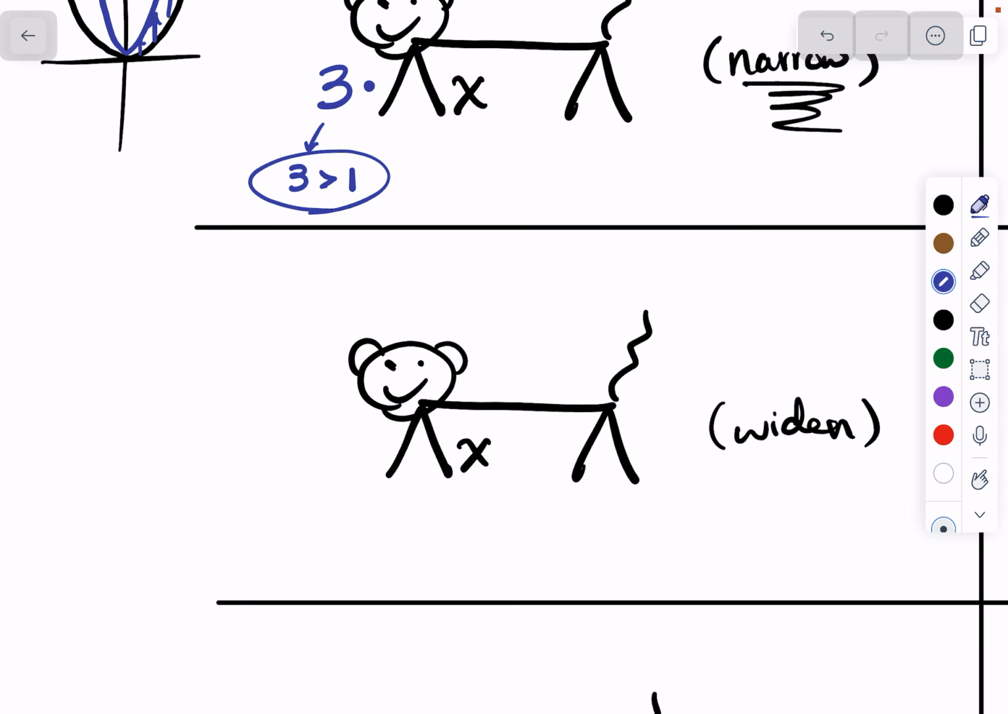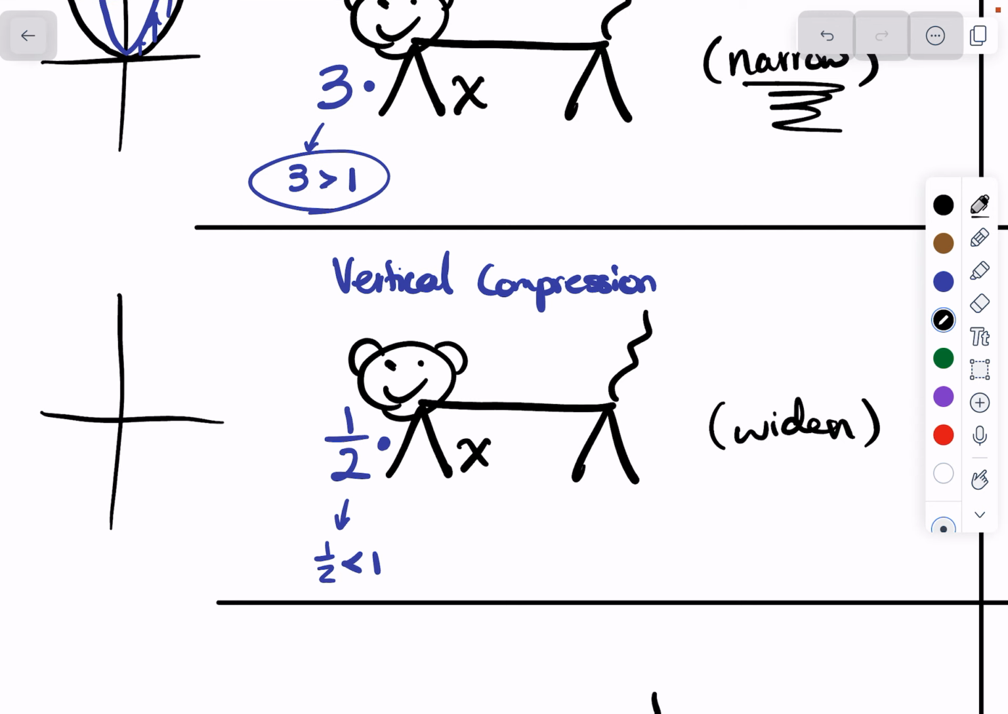We can also multiply by numbers that are less than 1. Right? So the fact that this 1/2 is less than 1 tells me I'm going to have a vertical compression. Right, so this graph is going to be squeezed. So if I, again, go back to my parabola example, this parabola is going to be squished. All these points are going to go down towards the x-axis. Right, and you're going to get something that seems to be a little wider. Right, so there's a widening effect here.